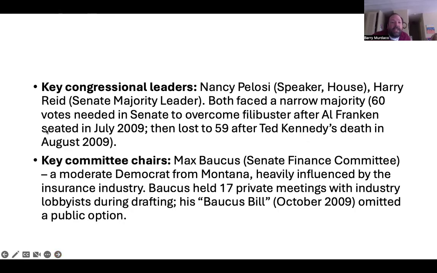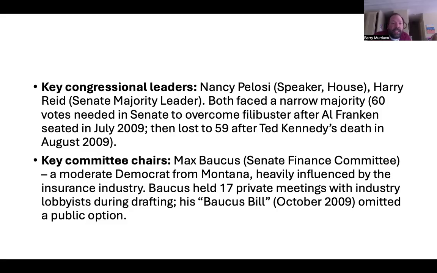Now we turn to key congressional leaders. Nancy Pelosi, the Speaker of the House, and Harry Reid, the Senate Majority Leader, both faced a narrow majority. 60 votes were needed in the Senate to overcome a filibuster; they had them after Al Franken was seated in July 2009, then lost to 59 seats after Ted Kennedy's death in August 2009.